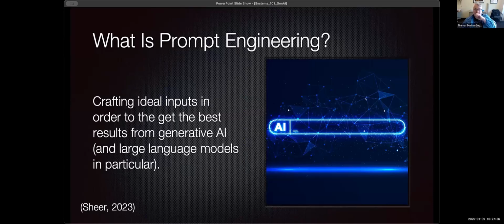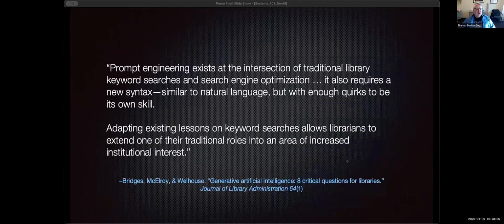So, in the second part of the talk, I want to talk a bit about prompt engineering. So to try to provide something a little more practical than this kind of 10,000 mile up discussion of what LLMs and generative AIs are. So prompt engineering is crafting ideal inputs in order to get the best results from generative AI and large language models in particular. And I think it's relevant to librarians in particular.